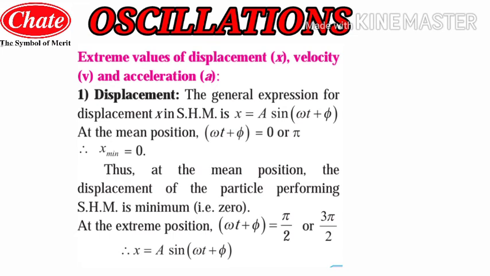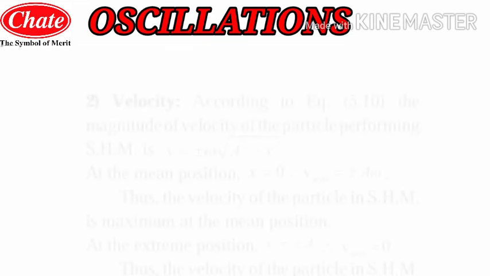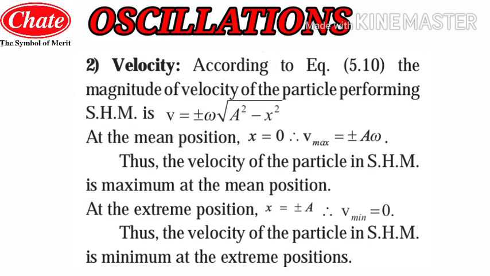Now students, next we will see the value of velocity at the extreme position. According to the equation, the magnitude of velocity of the particle performing SHM, the expression for the velocity we have derived, is v is equal to plus minus omega into square root a square minus x square. So this is the expression we have derived for the velocity.